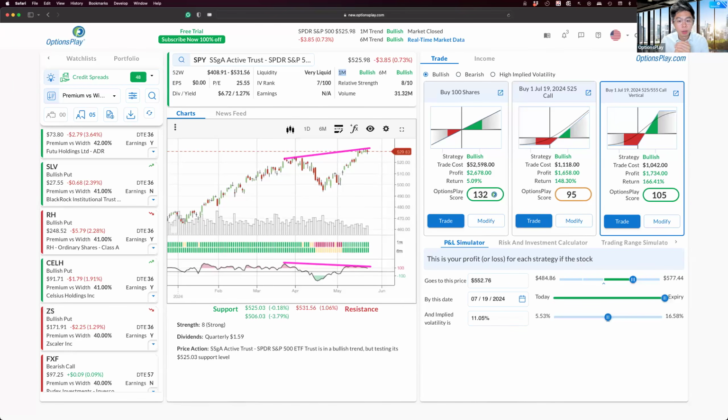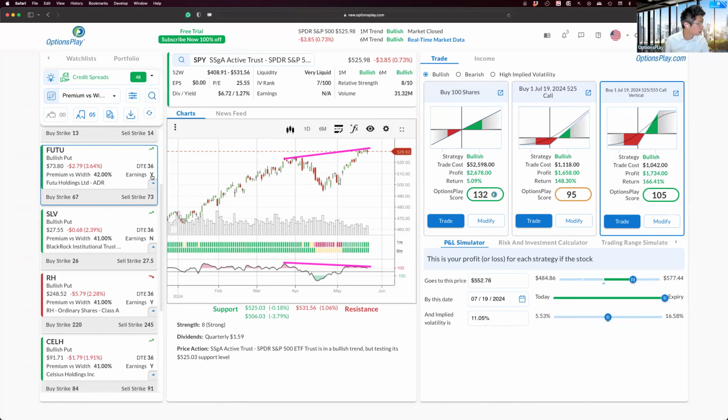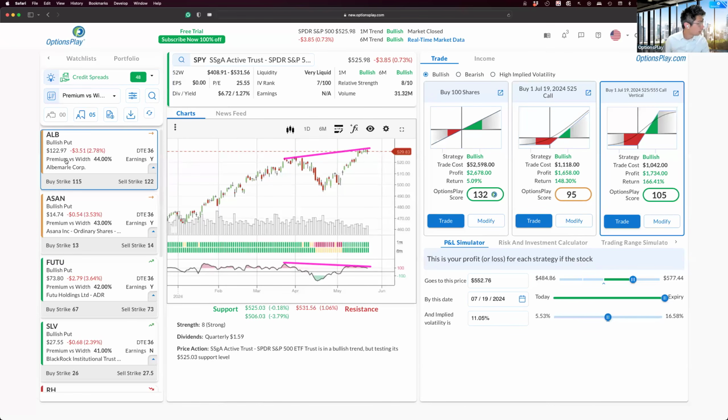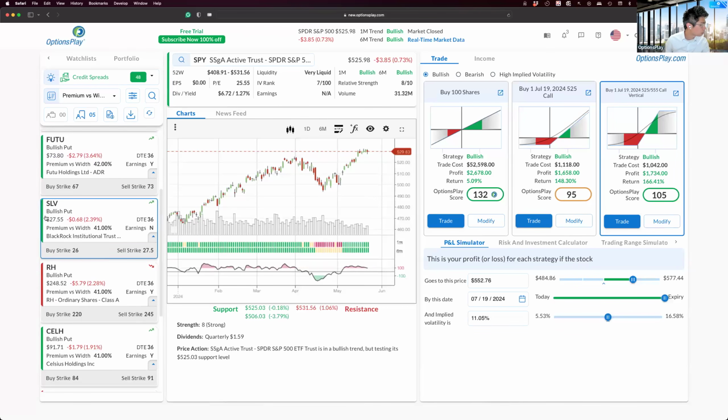I've noticed that sometimes the recommended options play spreads will have an upper strike price below the current stock price. So, these are generated once every hour. Now, generally speaking, I think that you will find credits, strike prices that are very close to the current price of the stock. So, for example, Able Mar trading at 122, we sold at 122. Asana trading at 14.74, we sold a 14 strike. Futu 73, we sold a 73 strike. So, you can quickly audit this.